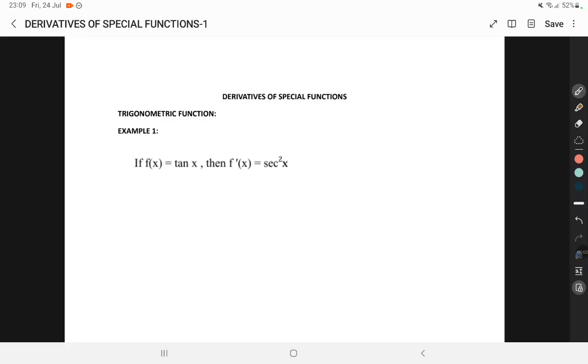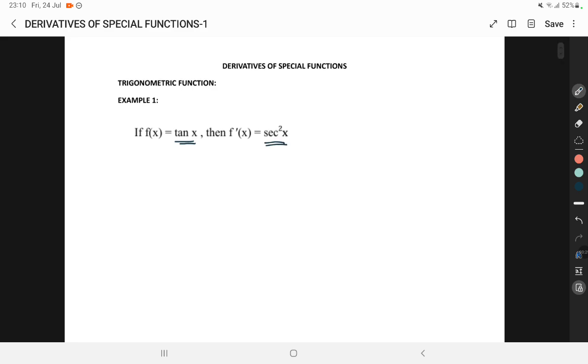Hello guys, so today we're focusing on derivative of special functions. We're going to start with trigonometric functions. So we have an example here. It says if f of x is equal to tan x, then the derivative of f of x is sec squared x, right? So we have to find the derivative of tan x, which is sec squared x.